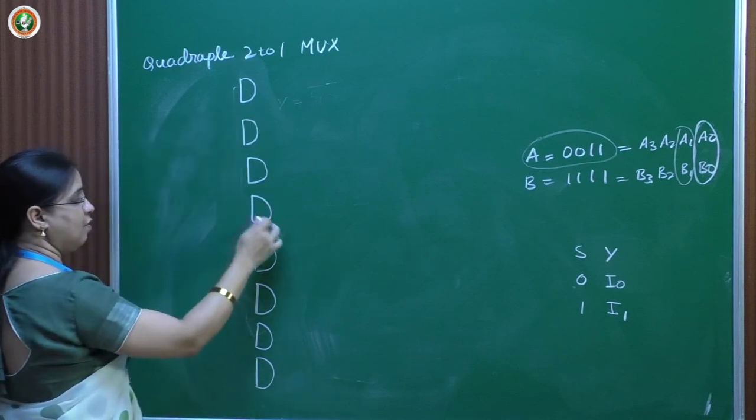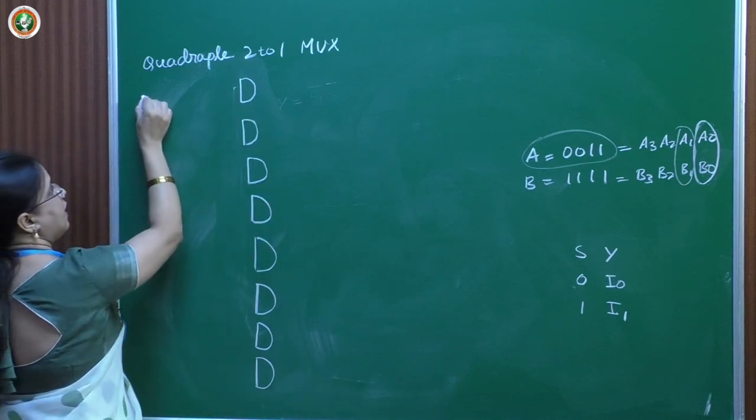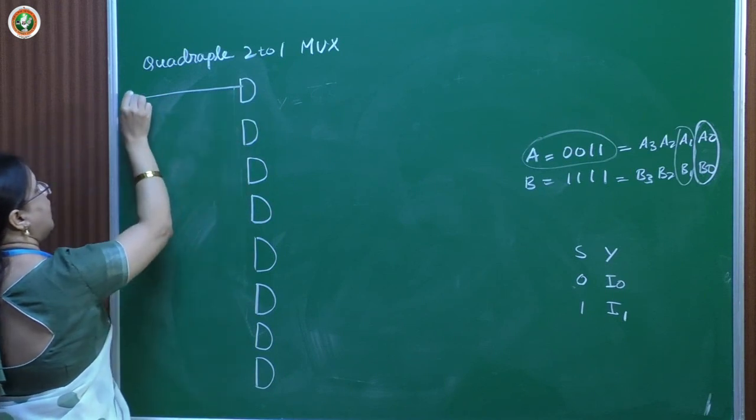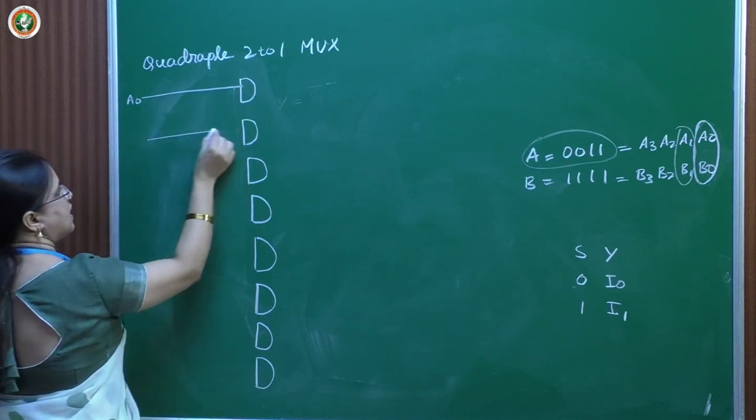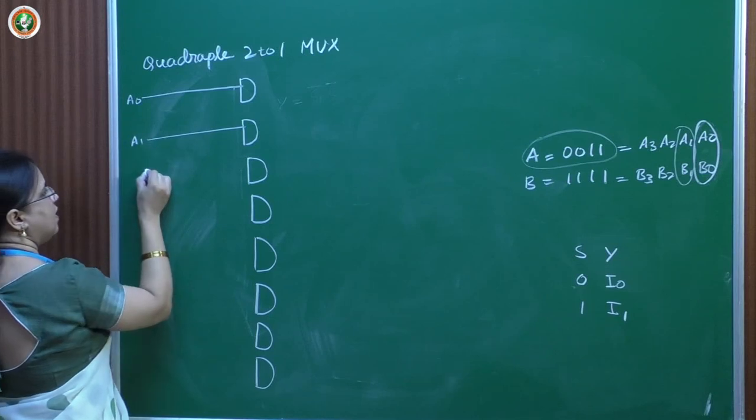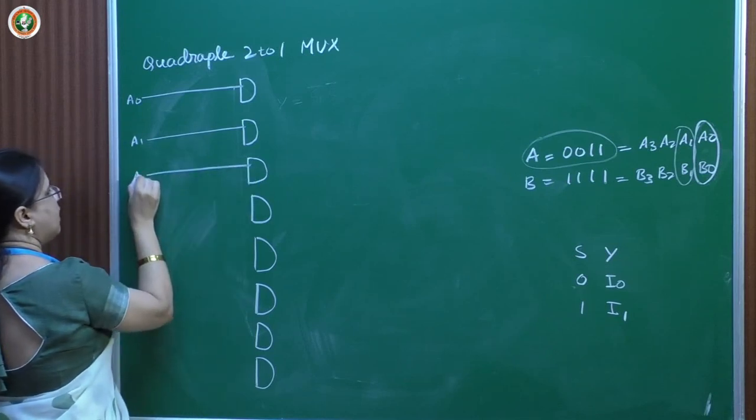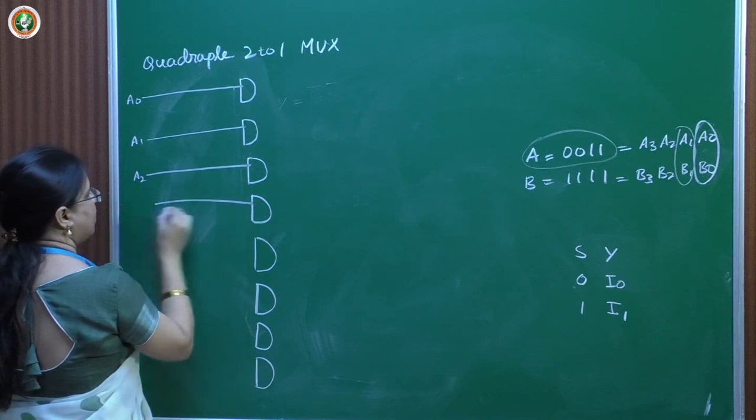For the first 4 AND gates, the data inputs will be A0. For this second one, A1. Third one, A2. Fourth one, A3.